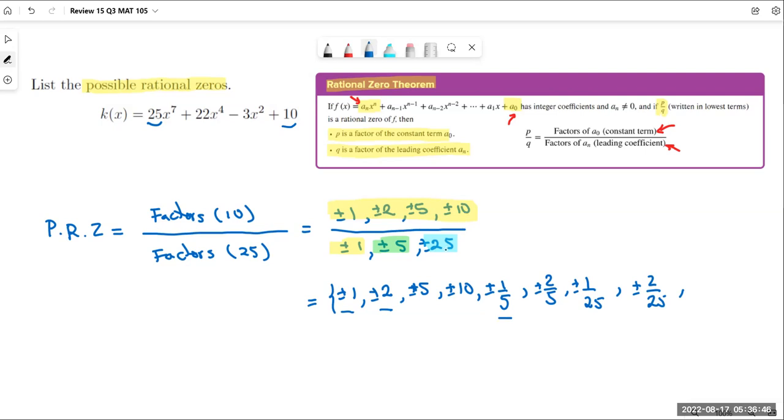Now, 10 divided by 25, we can actually reduce it. I can divide both sides by 5, and it's going to be 2 over 5. And 2 over 5, we have it here, so there is no need to take it either. So we're done, and we can close our parentheses. This is the whole set of the possible zeros. So from all the possibilities, this is only the possible rational zeros. All right, and that's all.